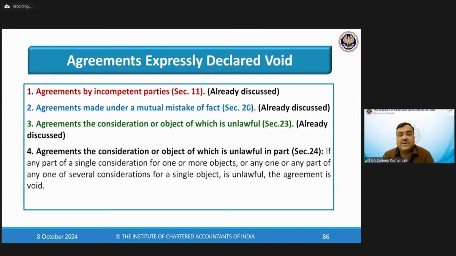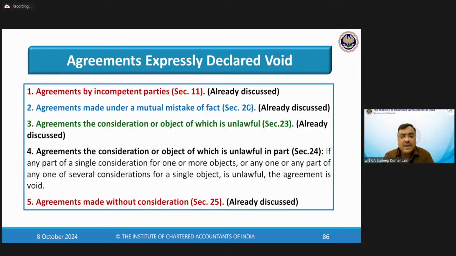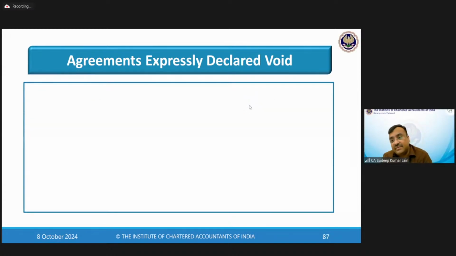Agreement the consideration or object of which is unlawful in part, not fully, it is part, void. If any part of a single consideration for one or more objects, or any one part of one or more several considerations for a single object, is unlawful, the agreement is void. Agreement made without consideration, section 25, is void, but some exceptions are there. We have discussed in the third lecture.